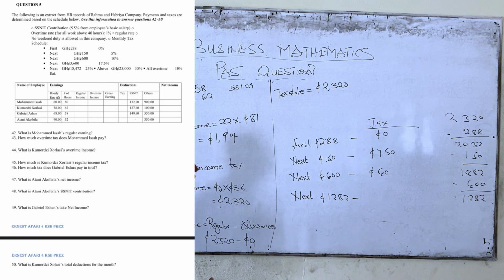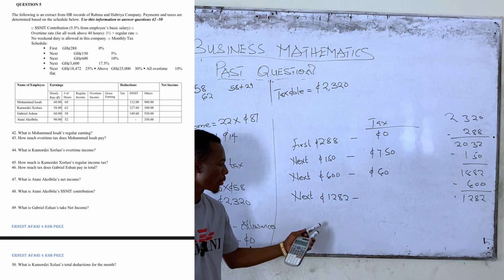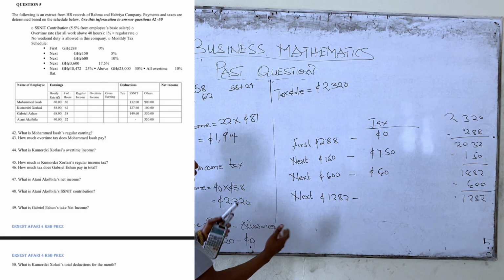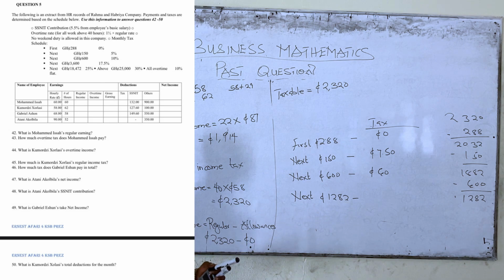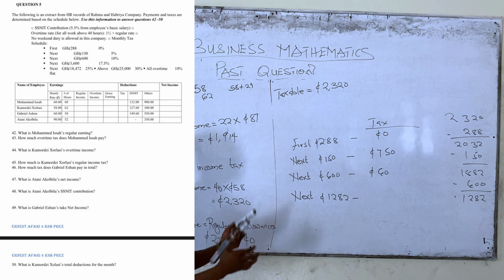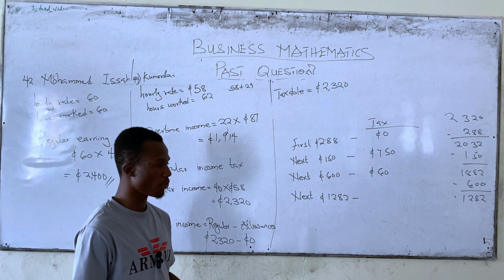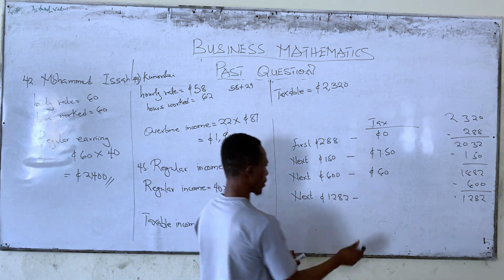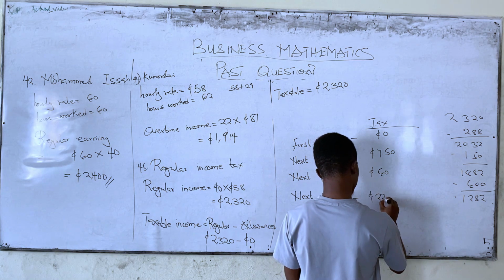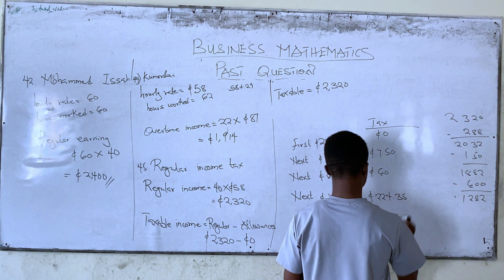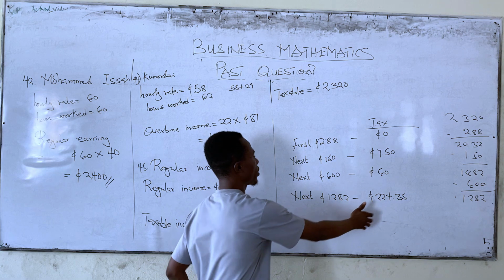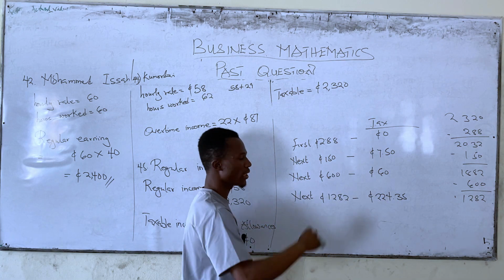If you don't understand, kindly go back to the video on taxes and payroll. You watch it, you will understand, then you come back. Because the video is there, that is why I'm just running fast and not really teaching it in much detail. So when you multiply it by the 17.5%, you are going to get 224.35.